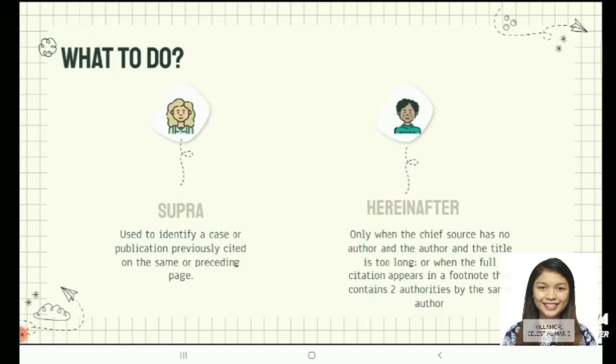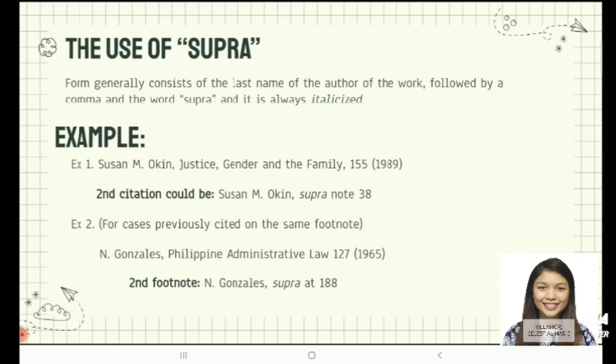So the use of supra form generally consists of the last name of the author of the work, followed by a comma and the word supra, and it is always italicized. For example, we have Susan M. Oken, Justice, Gender and the Family, 155, 1989. So, we'll have the second citation as Susan M. Oken, comma, supra, note 38.